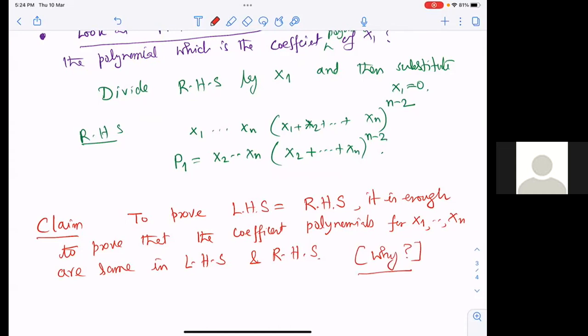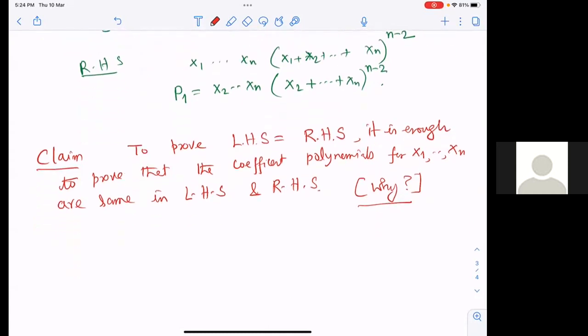Is the question clear? The claim that it's trying to make. Is the claim clear, or does anybody have any doubt? Okay, good. So Milan, can you tell me why you think it is true or false?